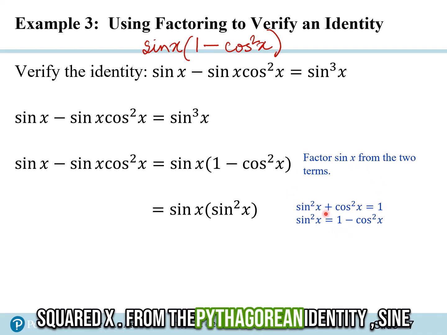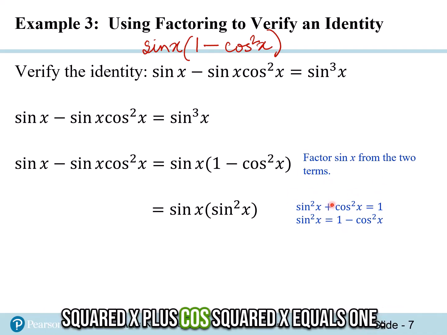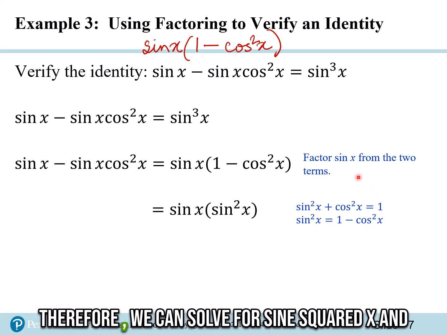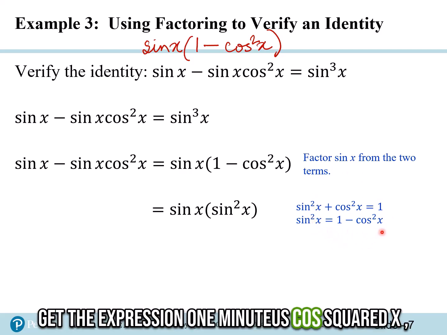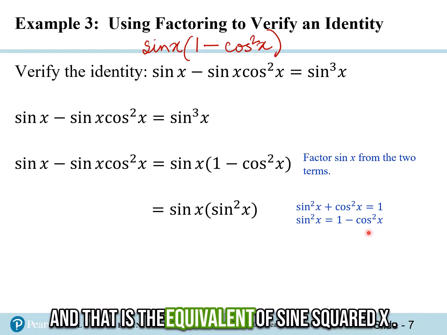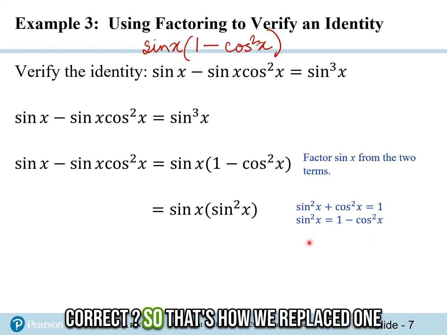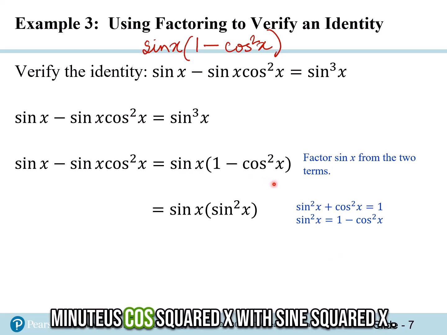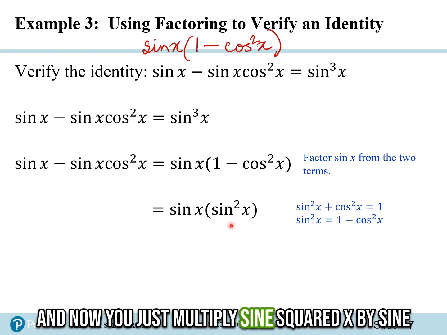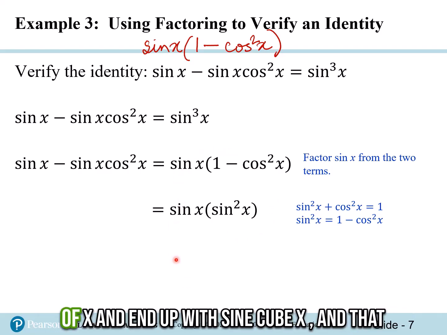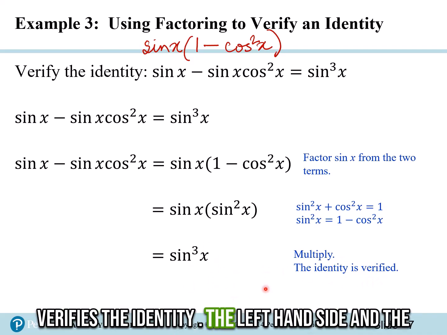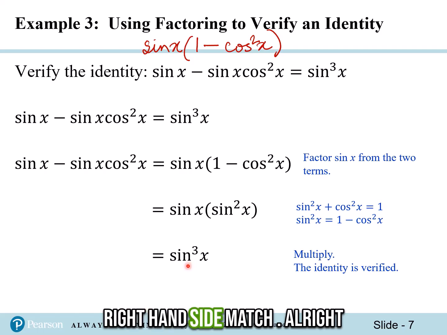From the Pythagorean identity, sine squared x plus cos squared x equals 1. Therefore, we can solve for sine squared x and get the expression 1 minus cos squared x, and that is the equivalent of sine squared x, correct? So that's how we replaced 1 minus cos squared x with sine squared x, and now you just multiply sine squared x by sine of x and end up with sine cubed x, and that verifies the identity. The left-hand side and the right-hand side match.